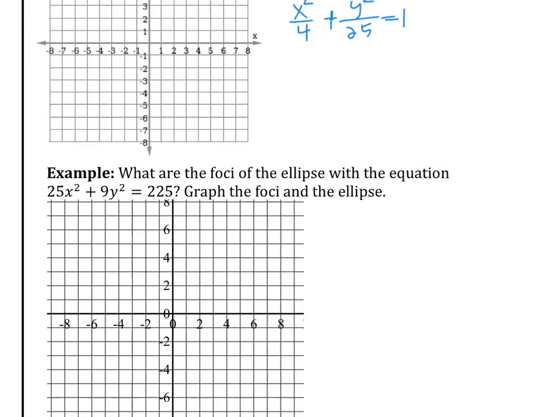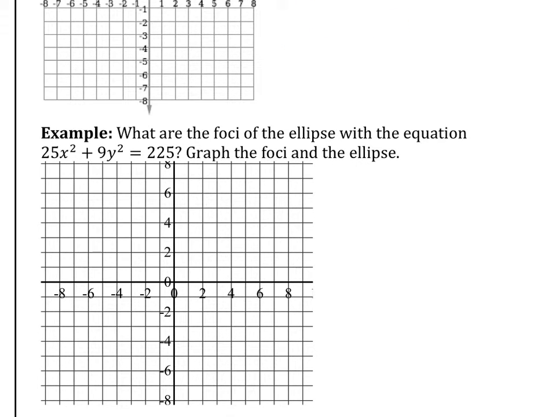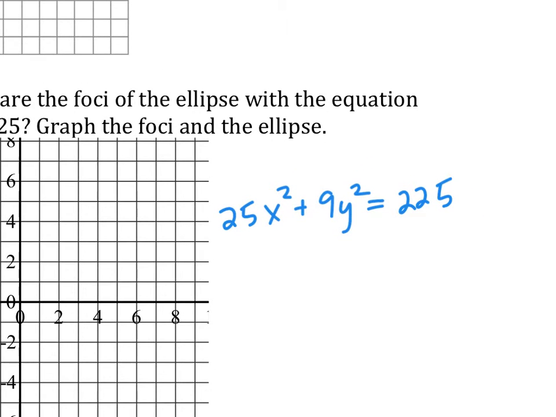All right, let's try another one. This is a little bit different. 25x squared plus 9y squared equals 225. What do you notice about this equation that's different from the standard form? Especially the equal to. In the standard form, it's equal to what? 1. What is this one equal to? 225. So how do we make sure that this 225 becomes a 1? Yes, we're going to divide everything by 225.